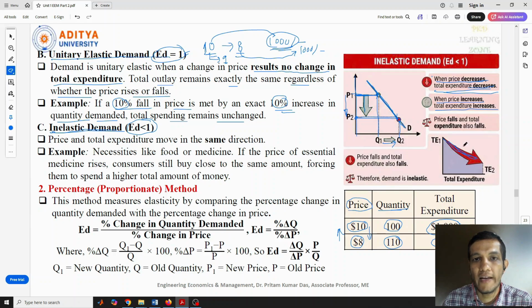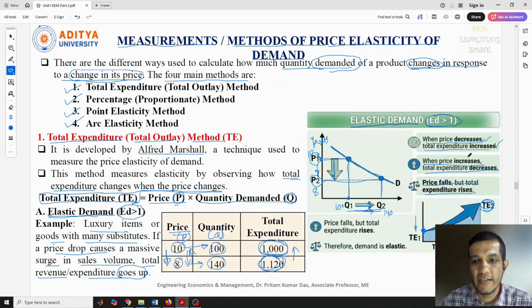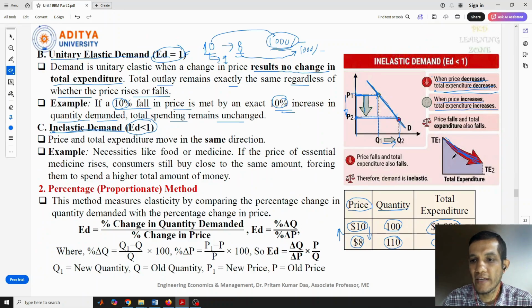But what about the total expenditure? The total expenditure here decreased. But in the previous condition, the quantity increased, the price decreased, and the expenditure also increased. In this condition, your expenditure decreased. So in inelastic demand, when the value of ED is less than 1, the price and total expenditure both move in the same direction.